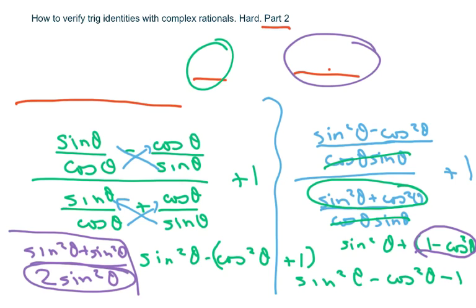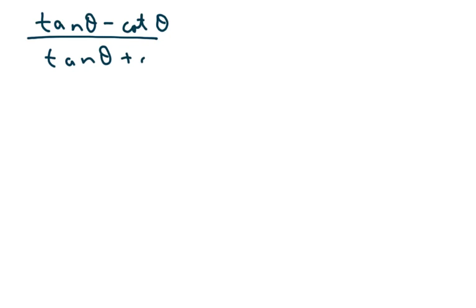Okay, the next one's kind of similar with when it has this attachment to it. We have tan of theta minus cotan of theta over tan of theta plus cotan of theta. We want this to equal 1. So, oh, I forgot to add something. So this is plus, this is my little attachment here, equals 1.